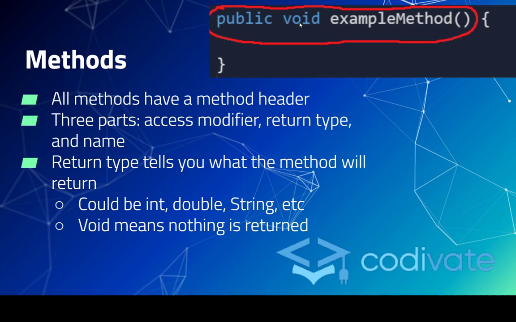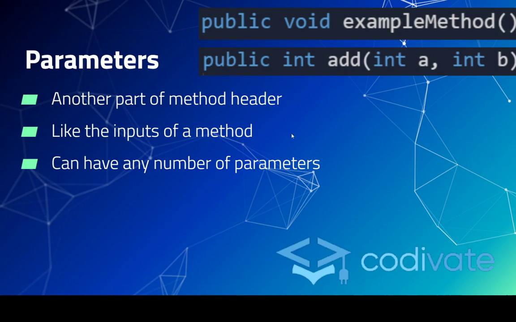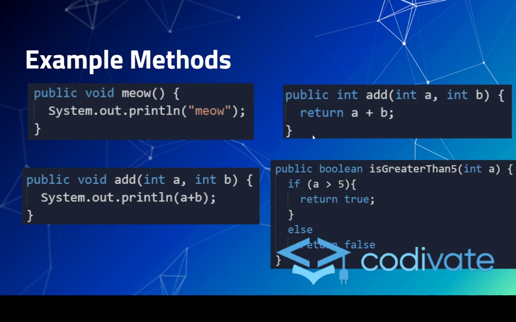Return types tell you what the method is going to return. In this case, void means it's not going to return anything. So this void could be replaced with the word int or String or double. And what that means is that the method is going to return that data type. And that's going to be shown with a keyword that I'll show you in a second. But for now, I'll skip that and talk about it here.